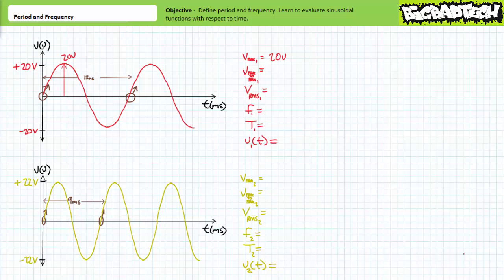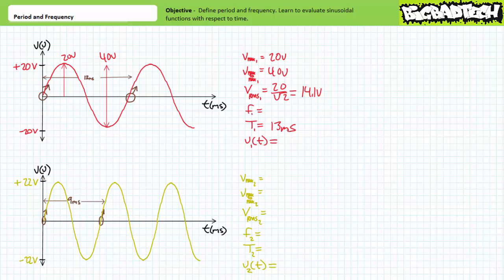Our first example in red looks like it has a peak value of 20 volts. This is equivalent to a peak-to-peak value of 40 volts. This means the red waveform has an effective value of approximately 14.1 volts. Again, the effective value is always less than the peak, and the peak is always greater than the RMS value.